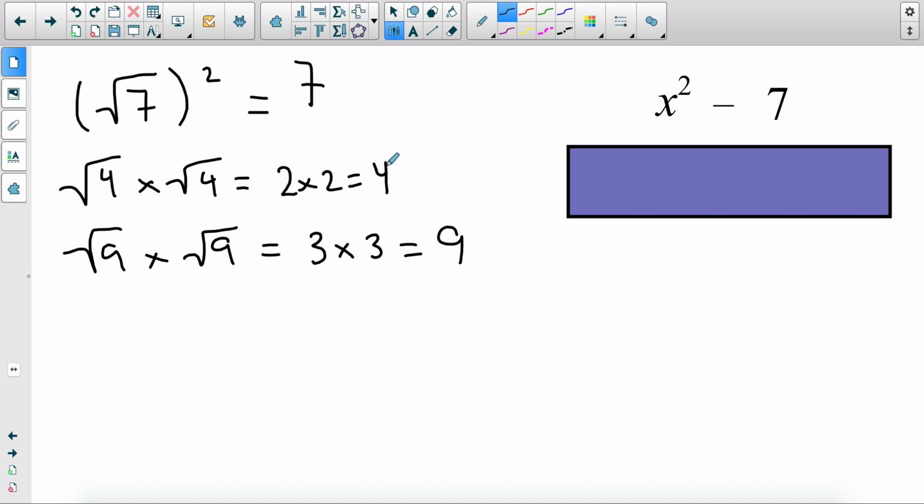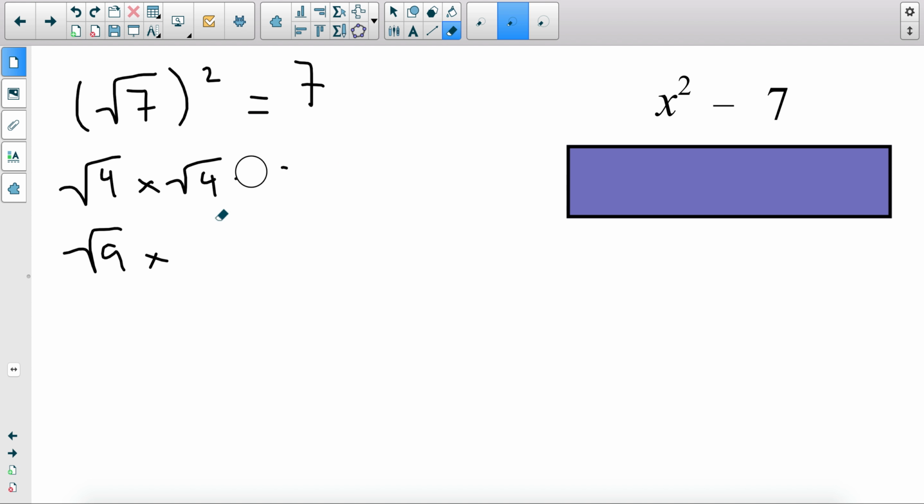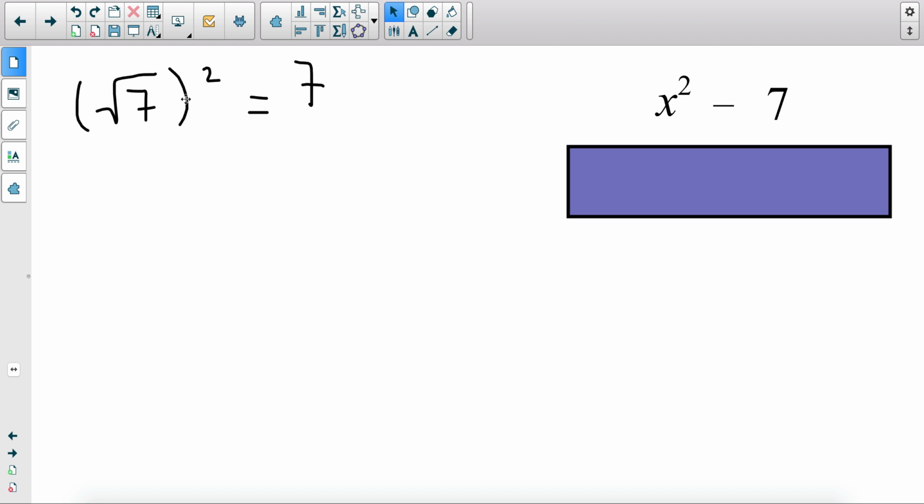Sorry, square root of 4 squared is 4, and square root of 9 squared is 9. So this is just to explain the first equality that I wrote. So square root of 7 squared is actually equal to 7.